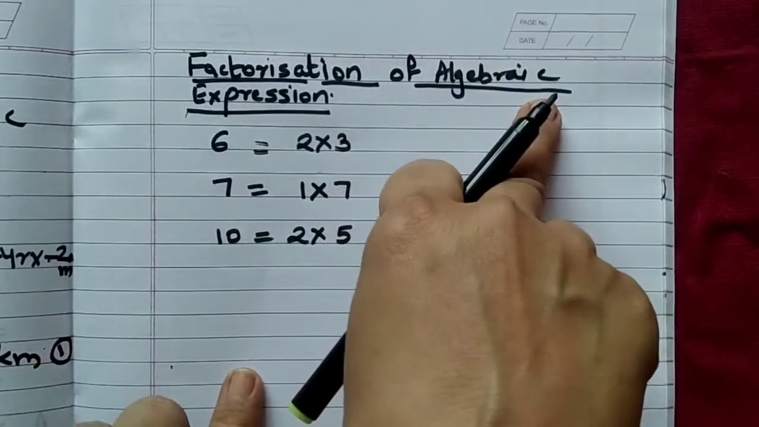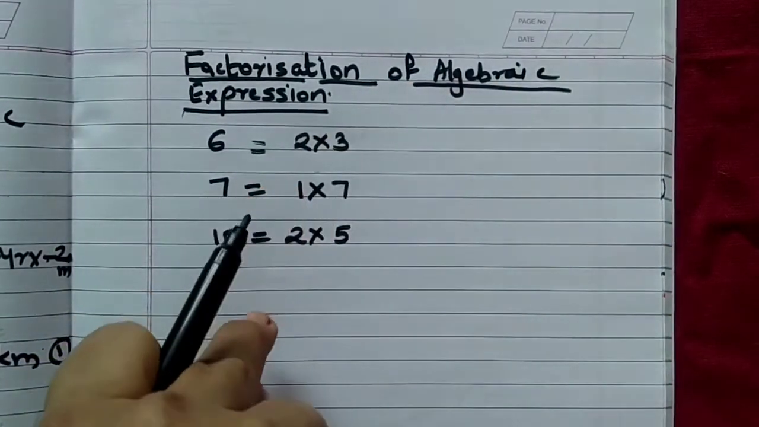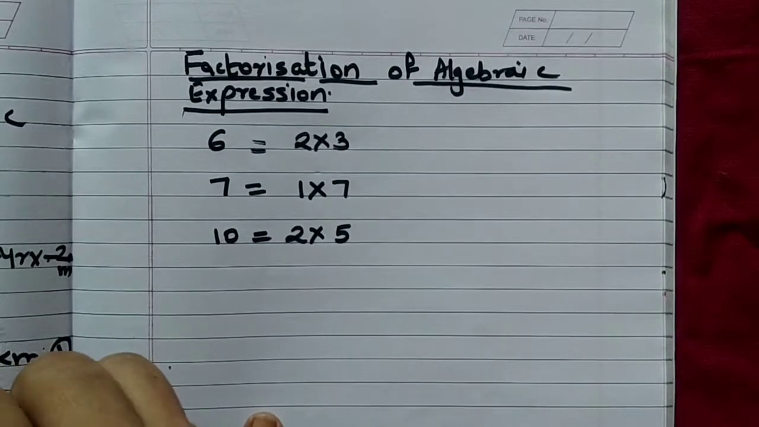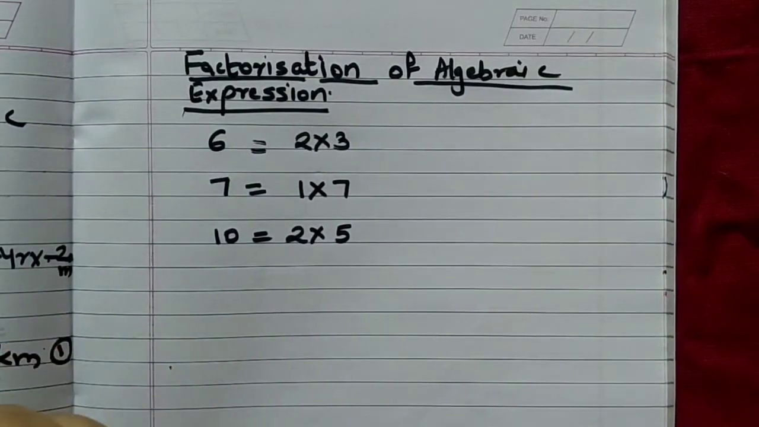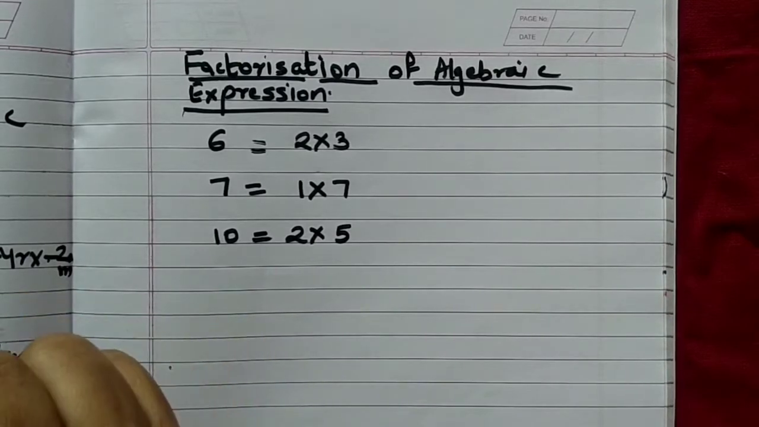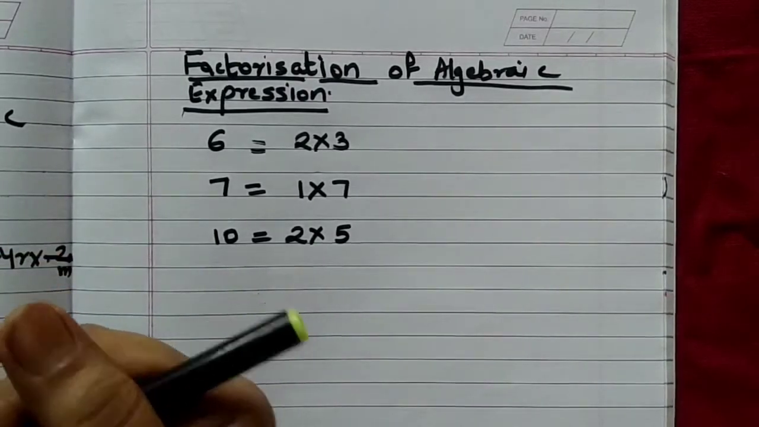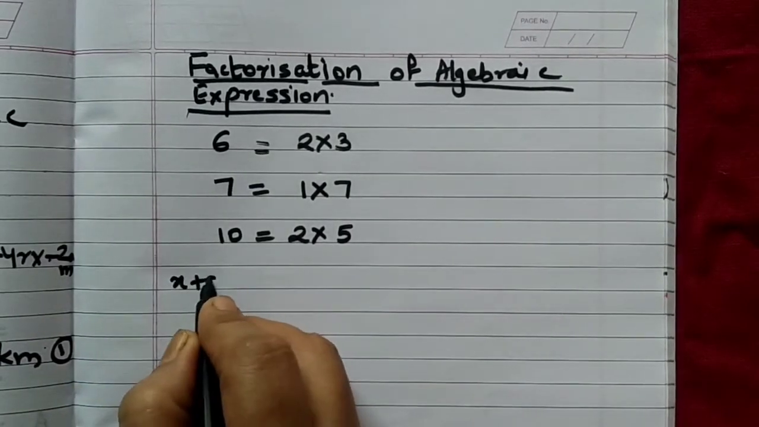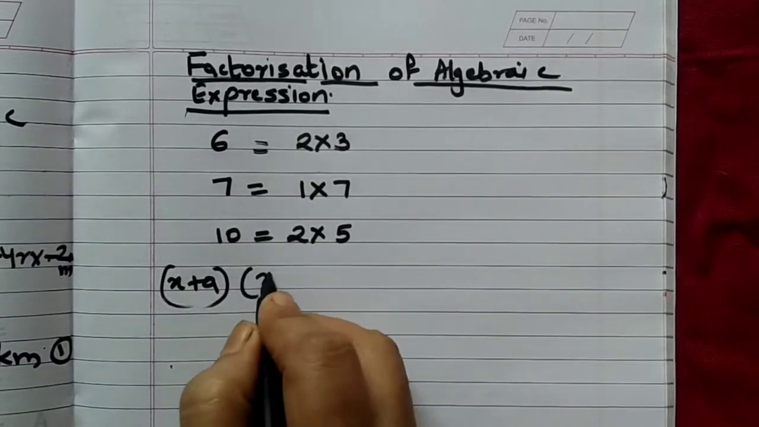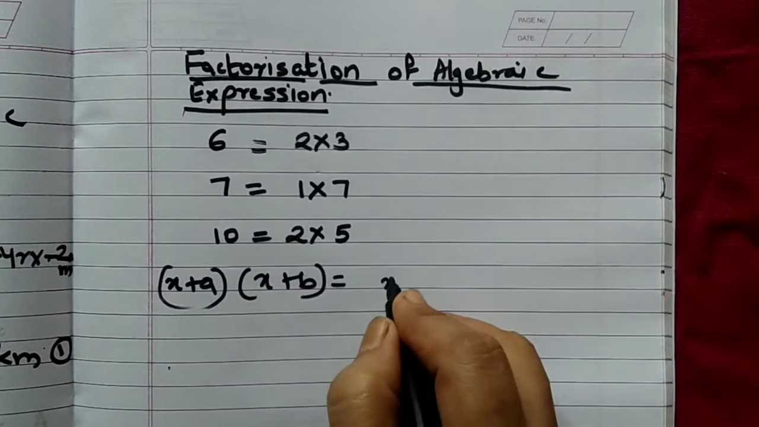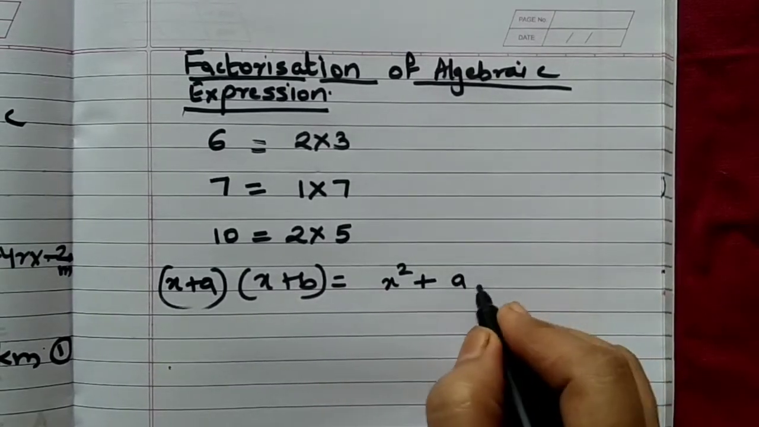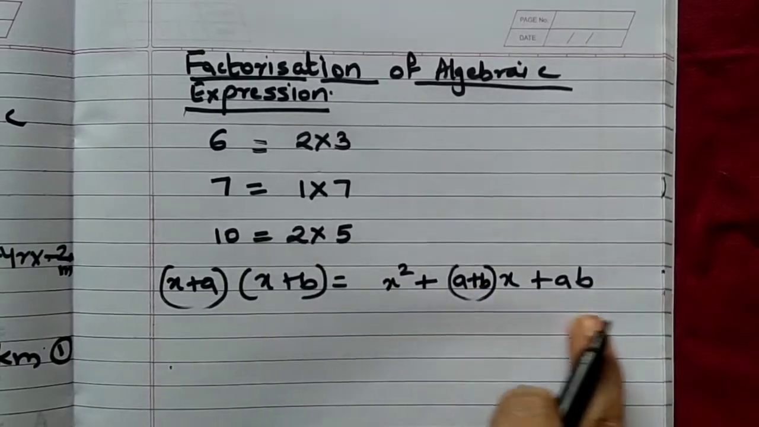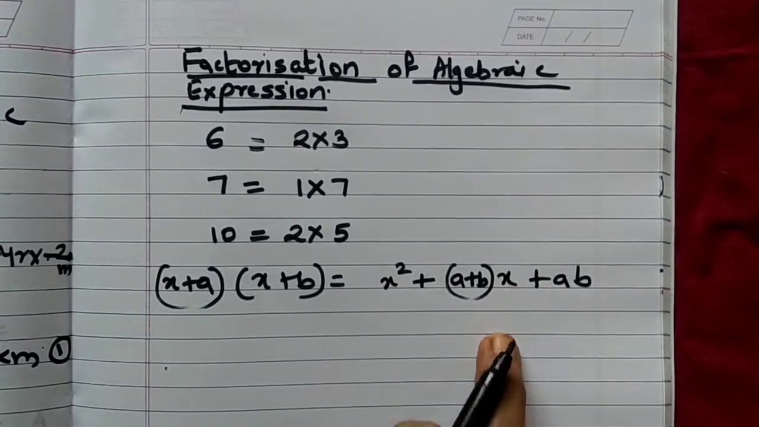Now what do you mean by algebraic expression? Algebraic expressions are the numbers or the equations which have alphabets and numbers together, like we did in the earlier lesson. What we have done in the earlier lesson, we are going to do the exact opposite here. Last lesson we learned this formula: x plus a into x plus b gives us x square plus a plus b into x plus ab, isn't it? This is one of the formulas which we learnt in the last lesson.